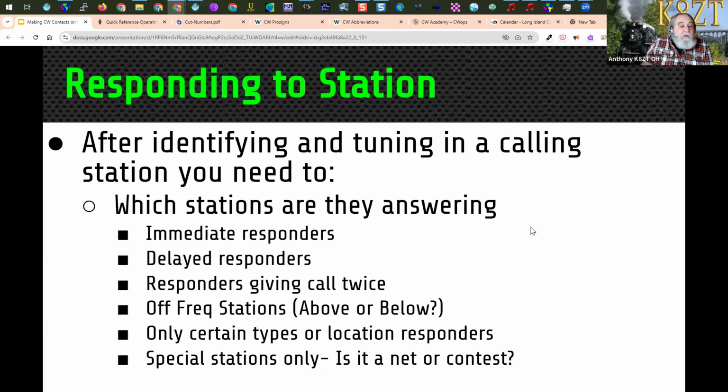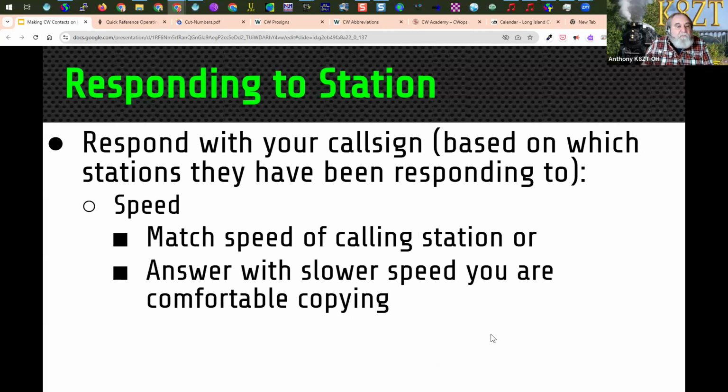Is he only responding to certain types or locations of responders? He might be saying he only wants a certain call area, but he might also only be working a certain area. That might be because he has a beam, and the beam is maybe aimed in a direction away from you, and you might need to wait until he turns the beam toward you. Or are they working only special stations? In other words, is it a net or is it a contest, and they're only looking for people that are either in the contest or checking into the net? So you need to be aware of these things.